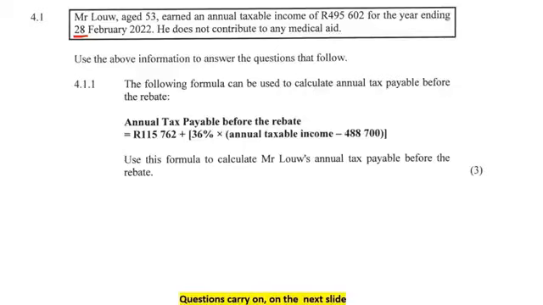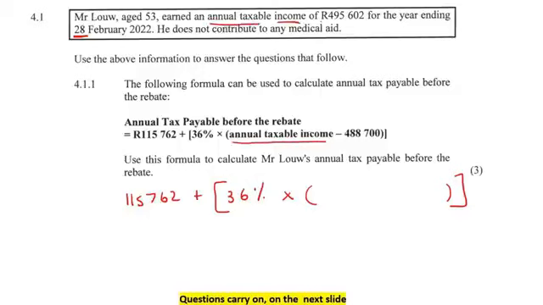This one's going to be very easy. We're literally just going to plug numbers into this formula, and so that's going to be 115,762 plus, then they said 36%, so we can say 36% multiplied by brackets, annual taxable income, there it is. So we can just put 495,602 take away 488,700. So you could type this in on your calculator exactly like that.